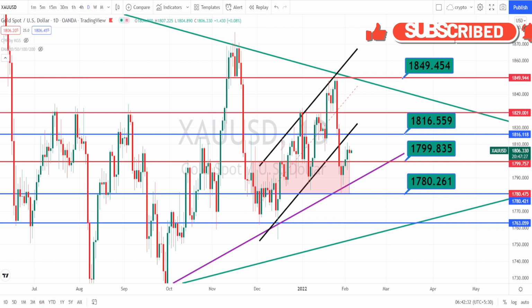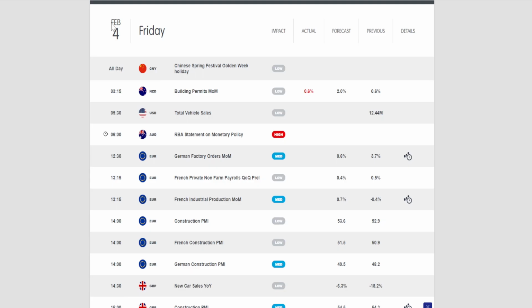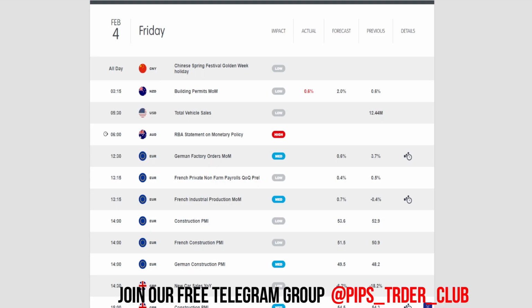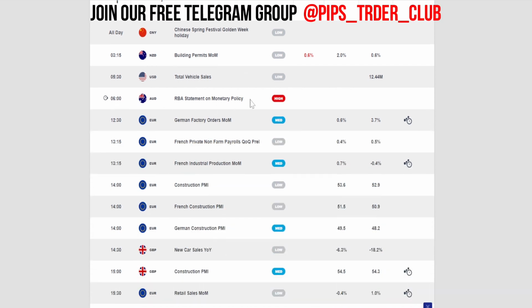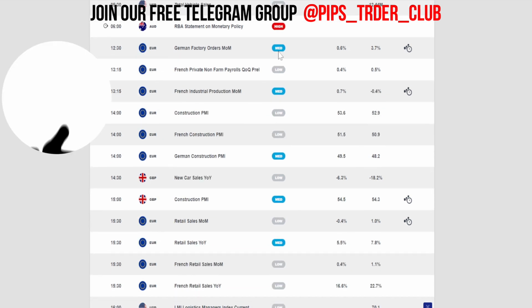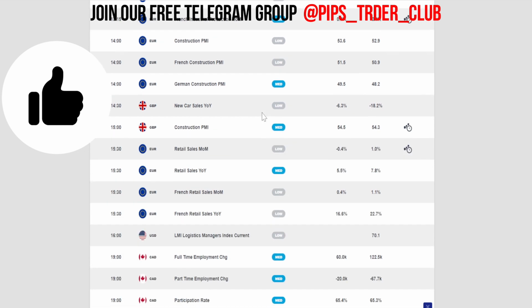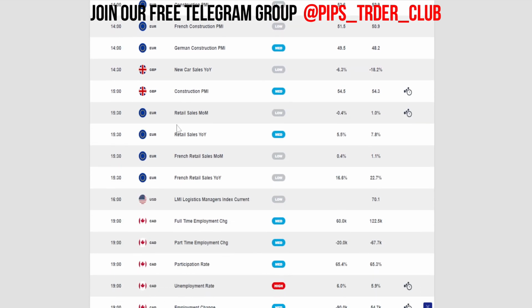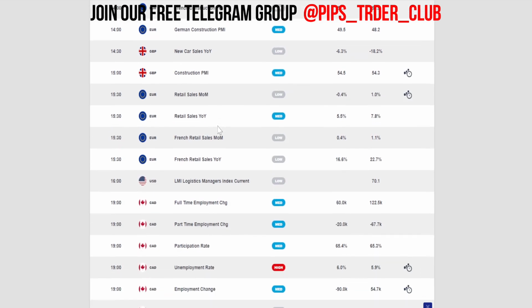Before starting the analysis, let us look at today's economic calendar. Today is 4th February, Friday. As we scroll down, at 6 o'clock today we have a high impact news, RBA statement on monetary policy. Then we have lots of medium impact news for Euro. Then as we go down, we don't have any high impact news for British pound today.